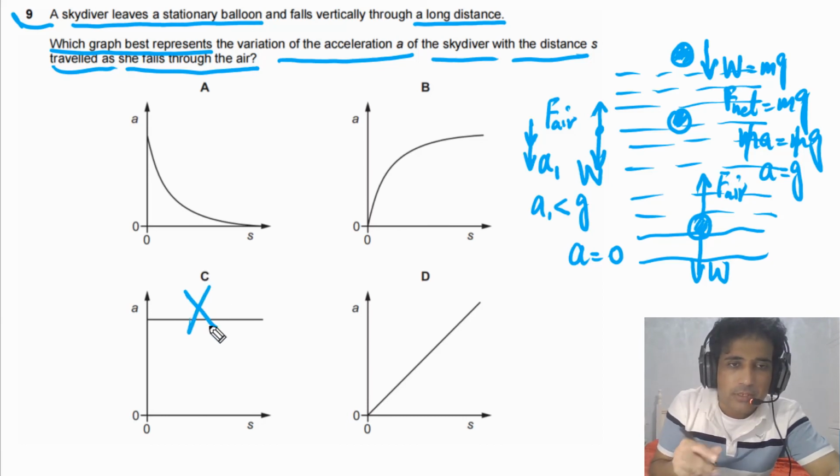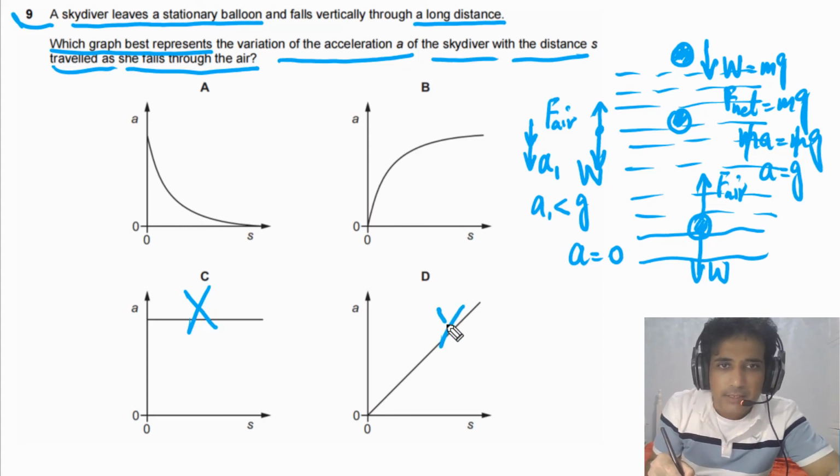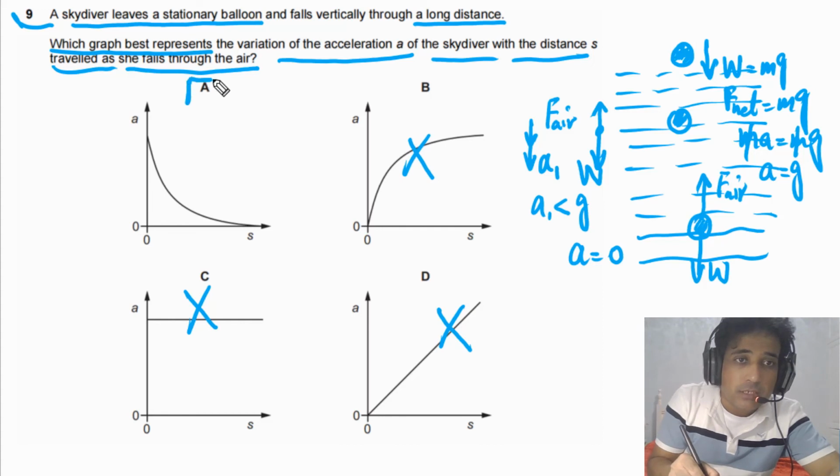If you look at C, this is not possible. This is telling us acceleration is constant, so this is not possible. This is telling us acceleration is increasing with distance, so this is also wrong. This is telling us acceleration is increasing with distance. This is wrong. Acceleration is decreasing with distance. And finally, at this point, acceleration is equal to 0, and initial acceleration will be equal to g. So our answer for this question is A.